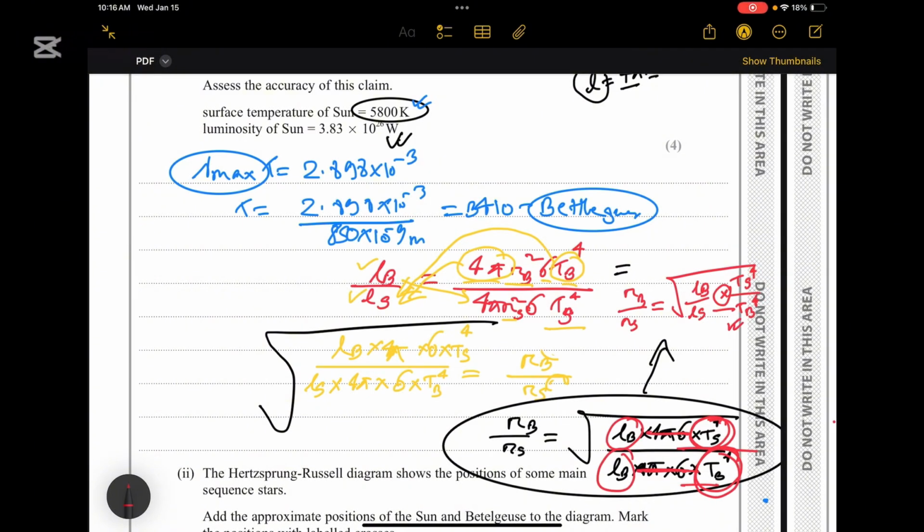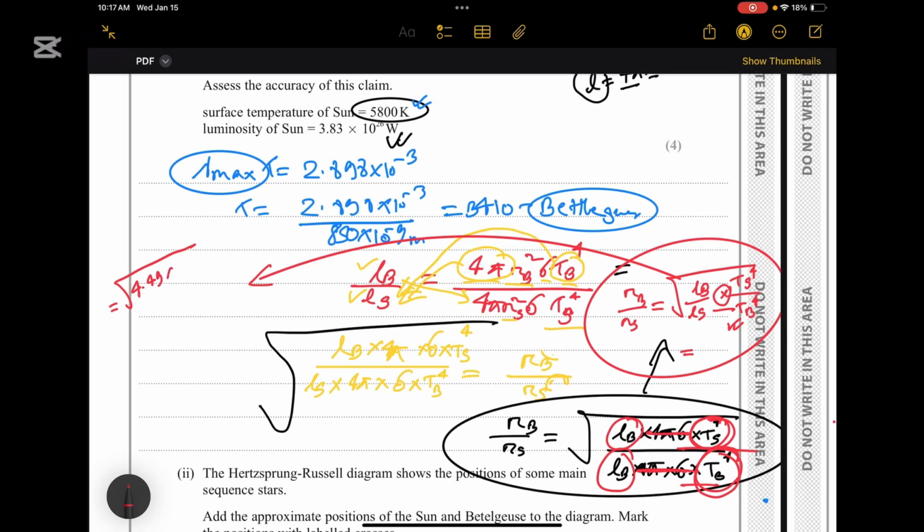Now if we put in all the values, let's write the formulas right here. It will be root over 4.49 into 10 to the power 31 divided by 3.83 into 10 to the power 26, multiplied by 5800 to the power of 4 divided by 3410 to the power of 4. So the value comes as 991. So RB divided by RS is equal to 991.